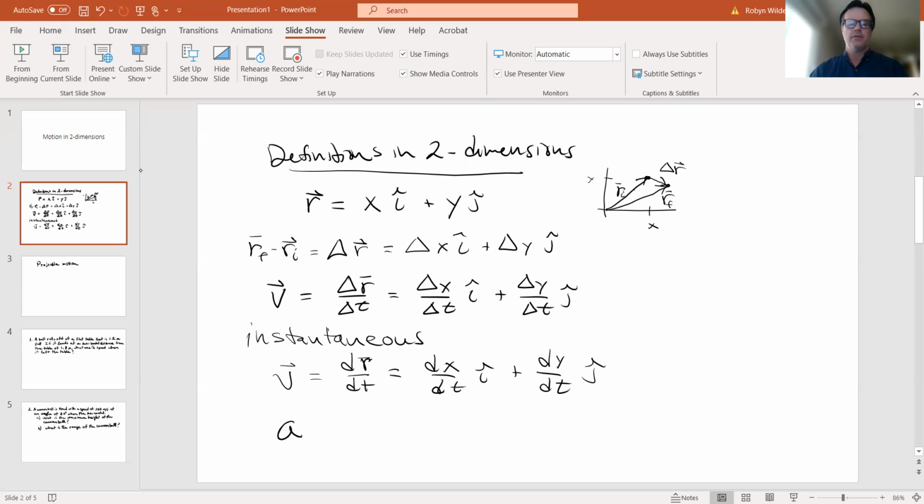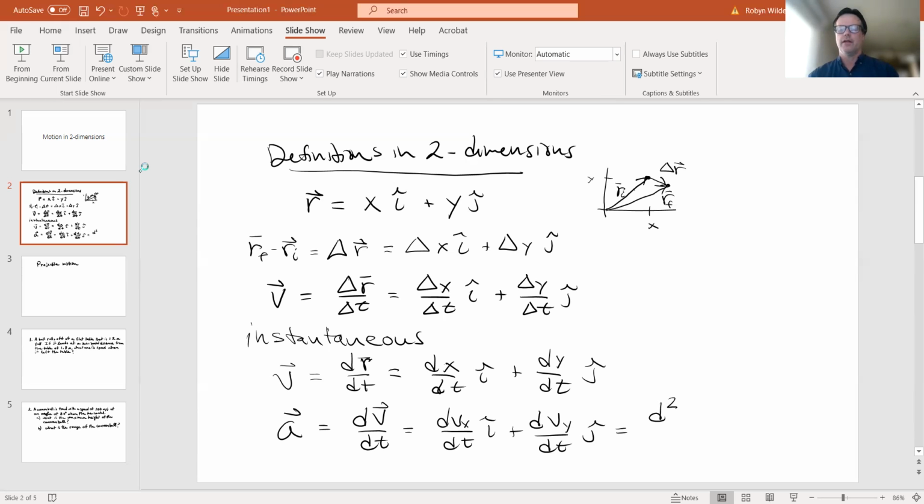And again, I could do the same thing in defining my acceleration. I would take the derivative of the velocity vector. Now I'd have an initial and final velocity, but it would just be dvx dt, where vx would be the dx dt, right? It's the x component of the velocity. So it's really a second derivative. And then dvy dt j hat. So writing it in second derivative form, I'd have d squared x dt squared I hat plus d squared y dt squared j hat.